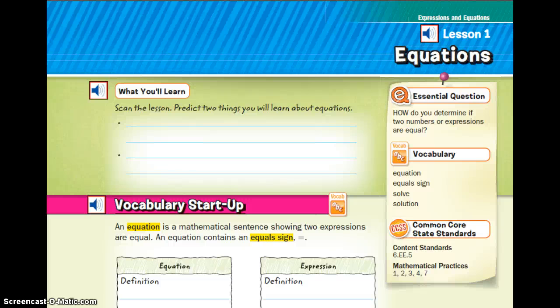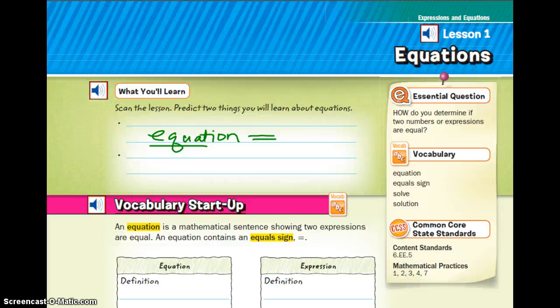We're on Chapter 7, Lesson 1, Equations. Please turn with me to page 513. So, what are we going to learn about equations? Well, the big thing about an equation is the word equi, which means equal. So today we're going to learn that equations have to have an equal sign.